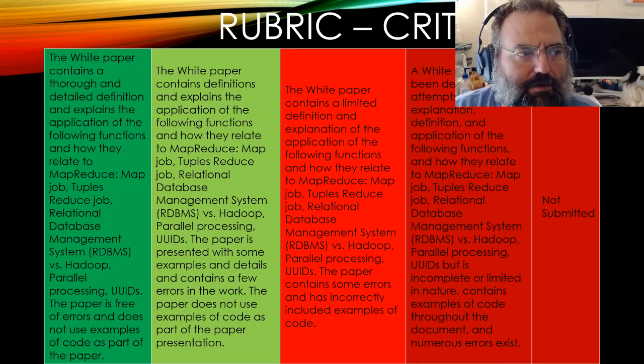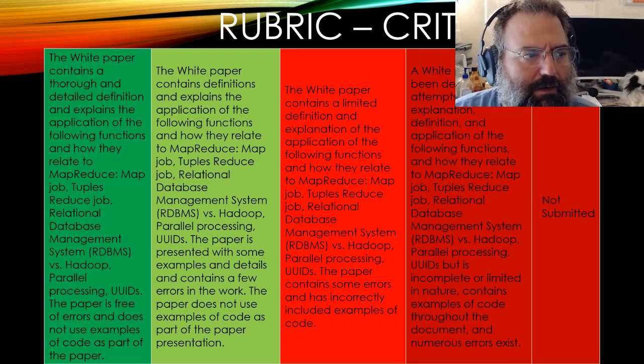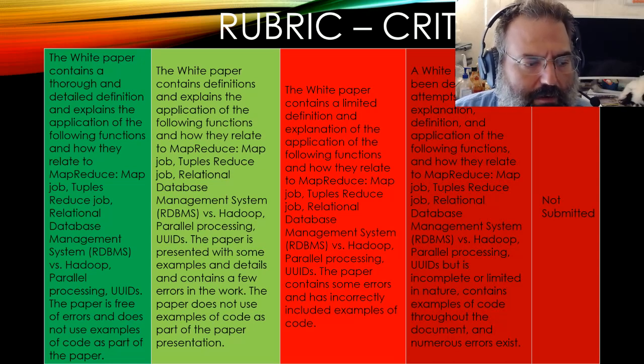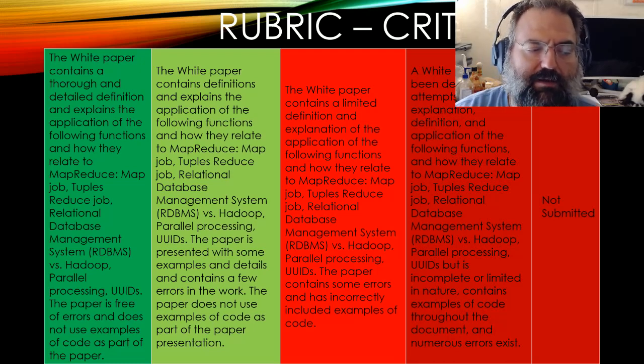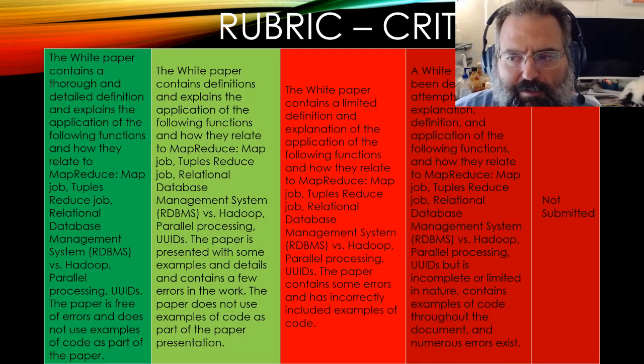The second criterion, the white paper contains a thorough and detailed definition and explains the application of the following functions and how they relate to MapReduce. In particular, map, what is a map job, tuples, a reduce job, how relational databases are different from Hadoop processing, what is parallel processing, and UUIDs. Free of errors, does not contain any code examples. Really don't want to see code here, apparently.